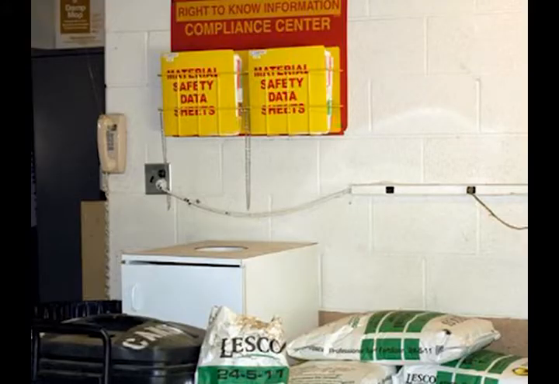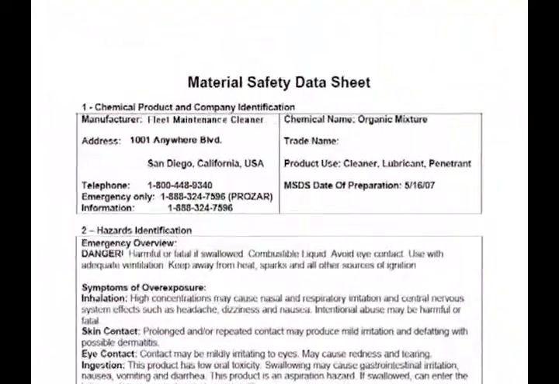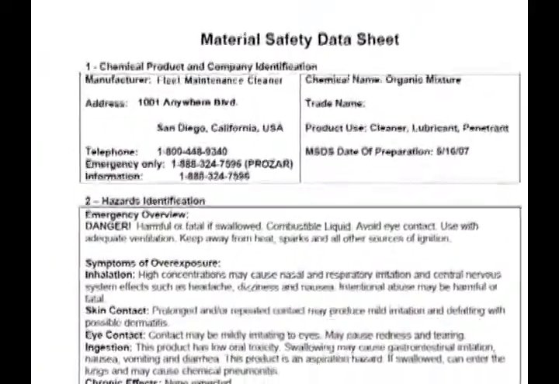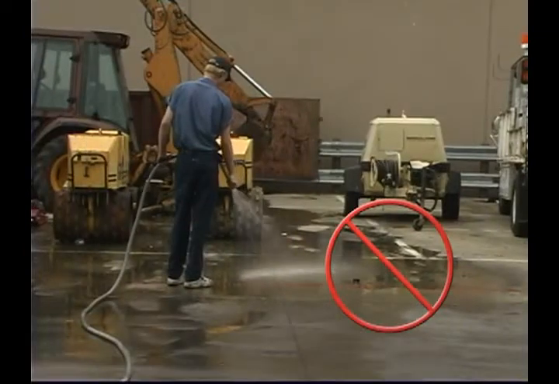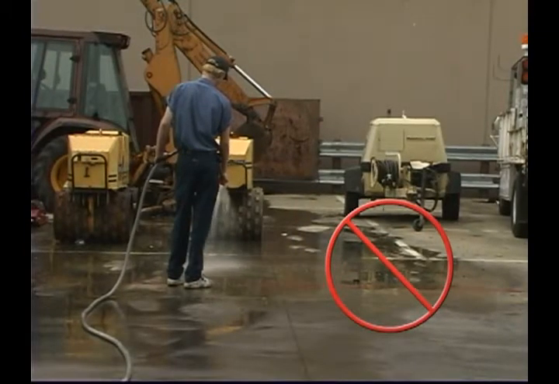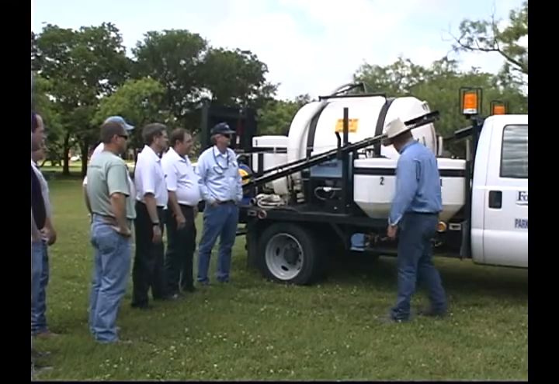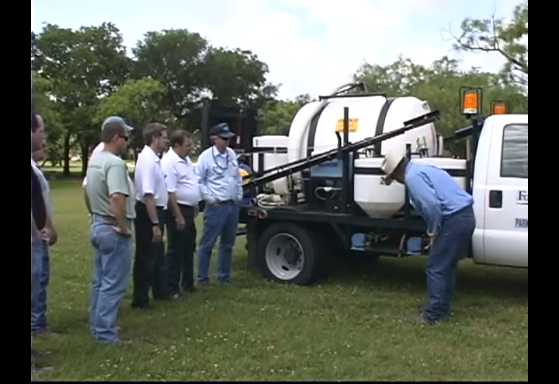Know where the MSDS binders are located, and refer to them for more information about specific chemicals. Never hose down a chemical spill, and report any suspected problems regarding pesticide or herbicide applications.